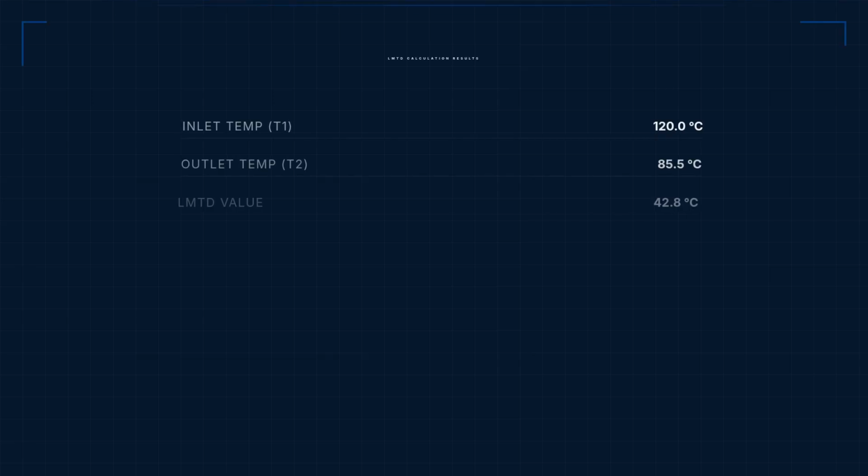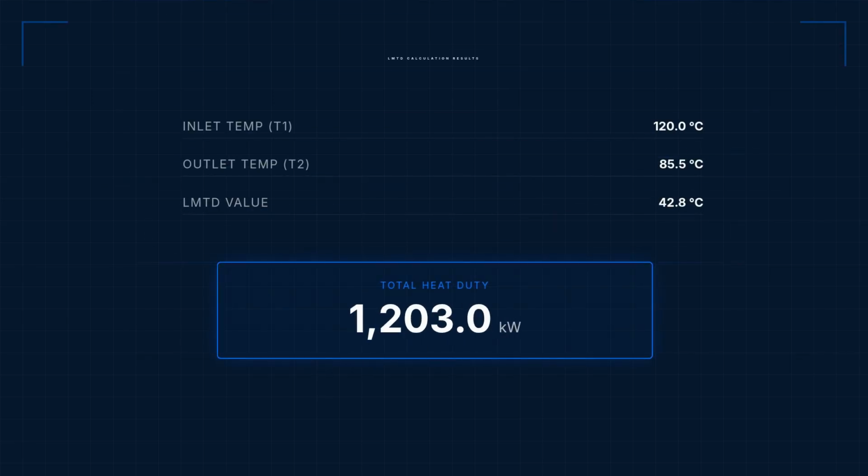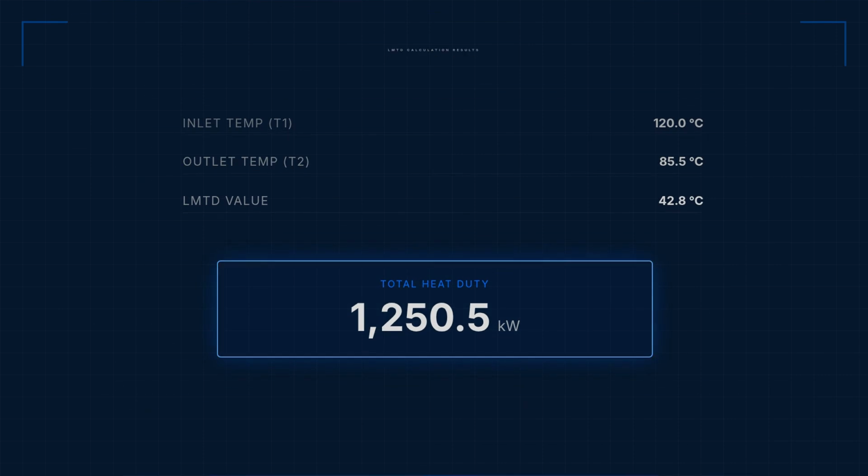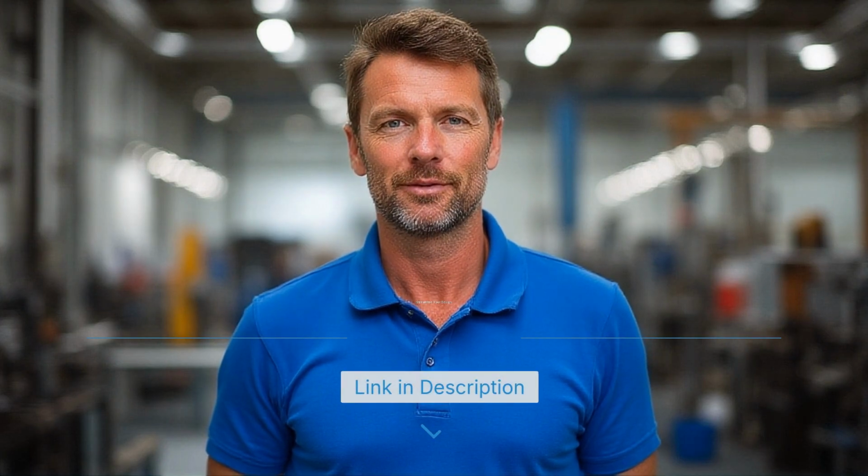The calculator also provides the heat duty, showing the total thermal energy transfer rate between your hot and cold fluids based on the temperature changes and flow conditions you've specified. This tool streamlines heat exchanger design calculations for any engineering application.